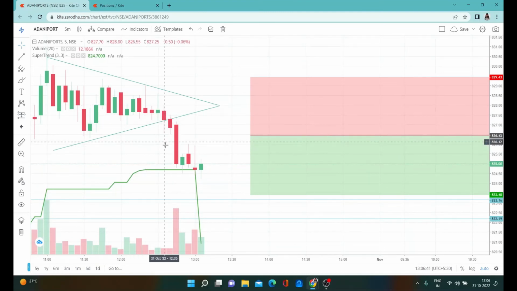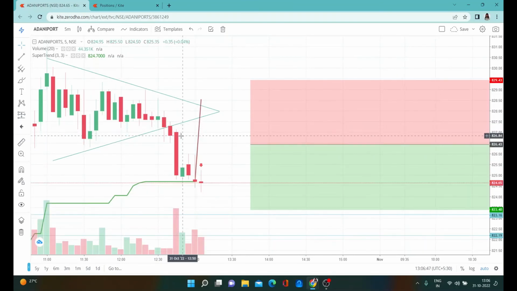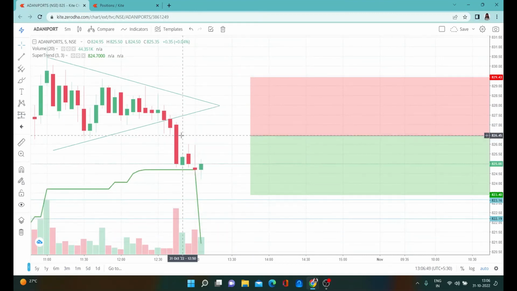This is a confirmation candle. Waited for this candle to finish. Only then I took a trade at this level. Right? This is the kind of discipline you need to follow. Wait for a proper confirmation and then take a trade.